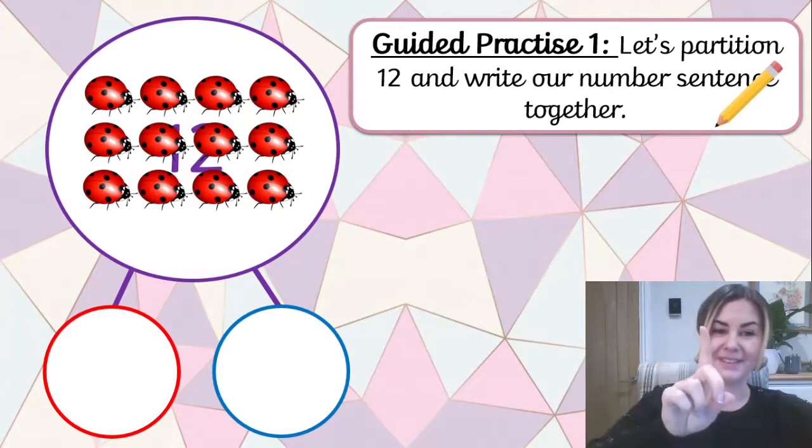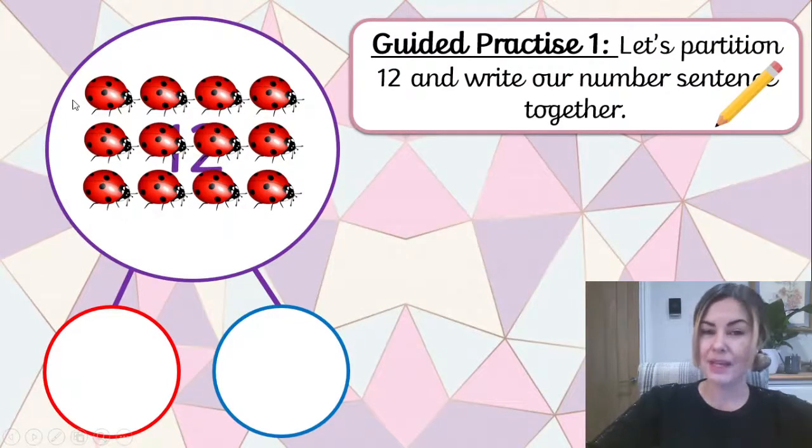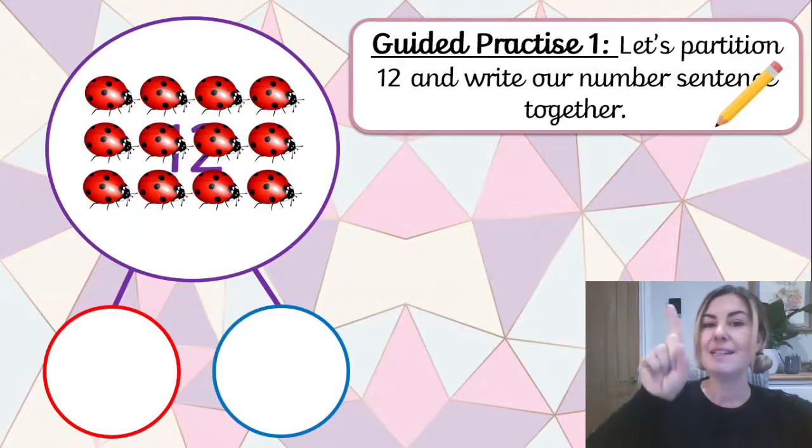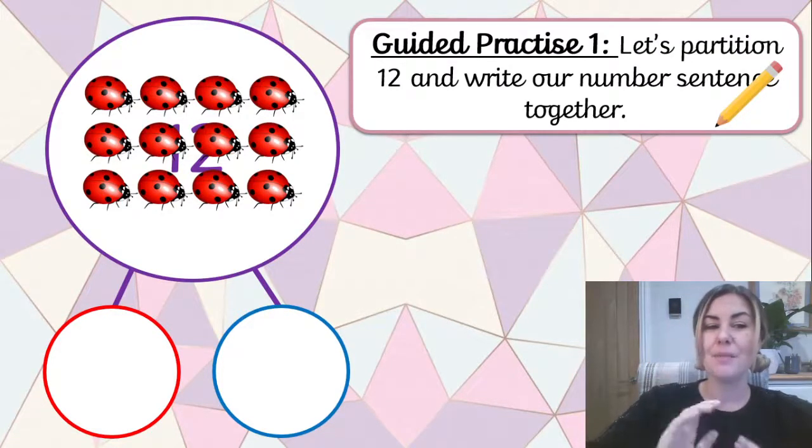Question number 1. I now have 12 ladybirds. Can we count them together? 1, 2, 3, 4, 5, 6, 7, 8, 9, 10, 11, 12. Always good to check. Now we're going to do those 2 parts together. If you need to pause the video at any time, make sure you do. Step 1. I am going to move some of my ladybirds into the red part.